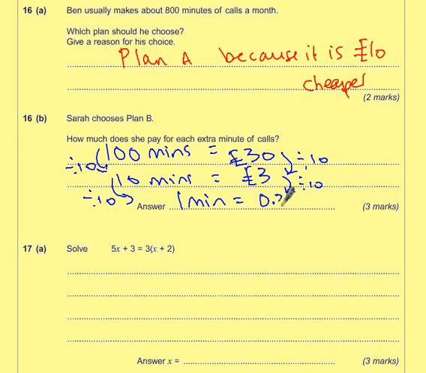So 0.30 pounds. So 1 minute is 0.30 pounds. 1 minute is 30 pence. Sorry, I've made a bit of a mess there, so I'm quite clearly going to cross it out. I'm going to write it again as we would do in the exam, that 1 minute is equal to 30 pence.